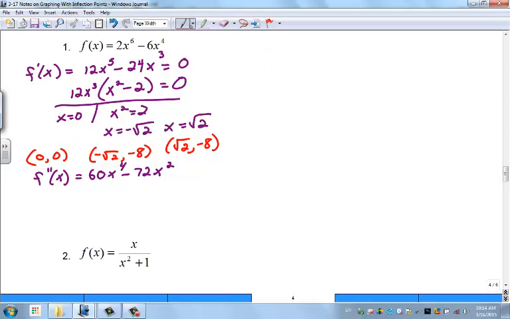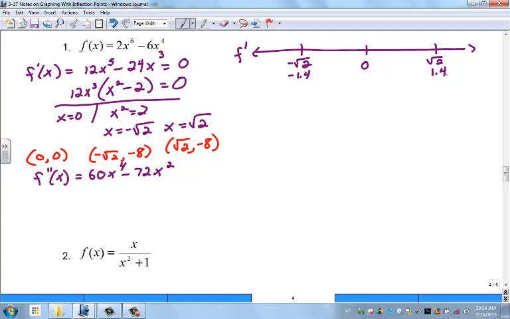So for my f prime number line that I do over here, I am going to have negative radical 2, which is like negative 1.4. That'll help you when you're graphing. Get a decimal value, put it in your calculator, and then I'm going to have 0, and then I'm going to have radical 2, which is like 1.4. So that'll help you when you're graphing. That's your f prime number line.